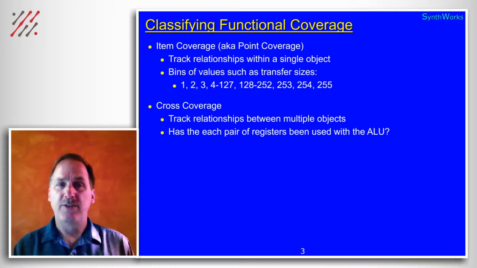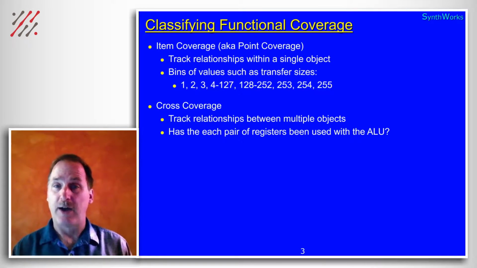Cross coverage is a metric that tracks relationships between different objects. For example, if we're testing an ALU, the ALU has 2 inputs. Has each pair of registers, or each set of registers that can be used with the inputs, been selected with the other sets?